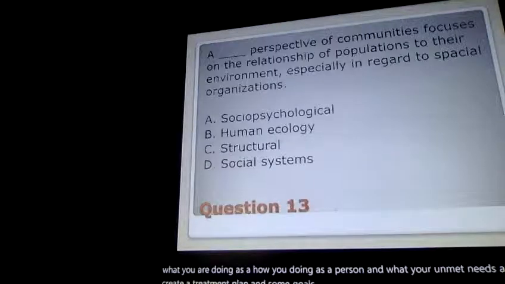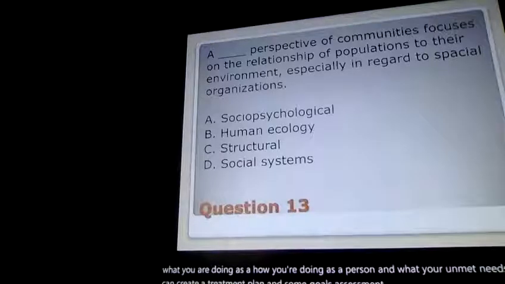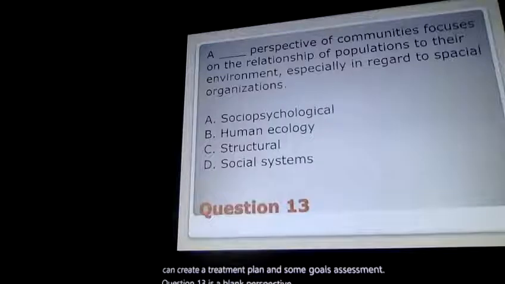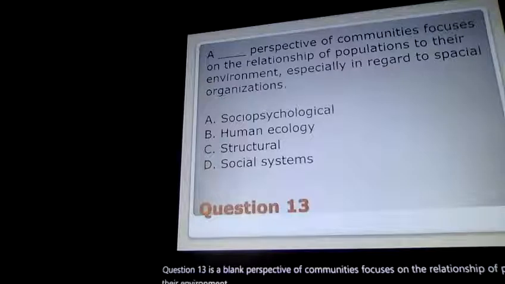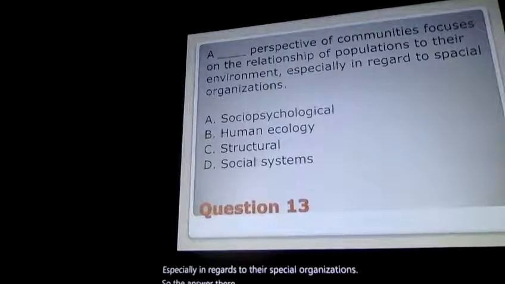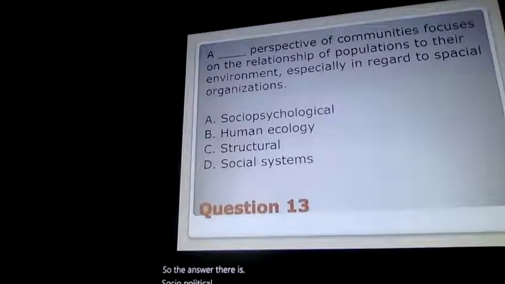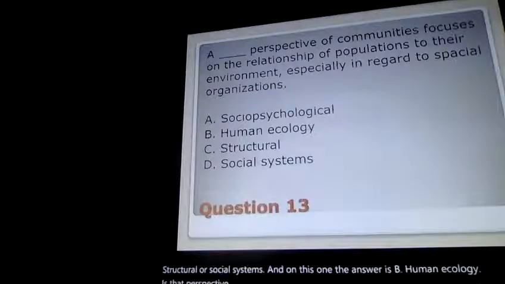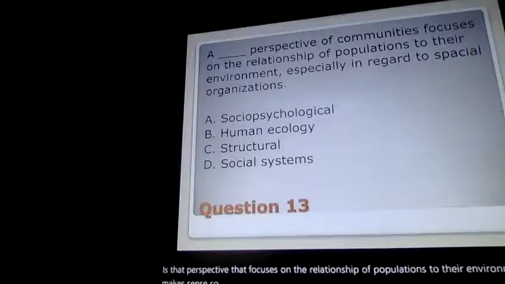Question 13 is a blank perspective of communities that focuses on the relationship of populations to their environment, especially in regards to their spatial organizations. So the answer there is socio-political or human ecology, structural or social systems. And on this one, the answer is B, human ecology, is that perspective that focuses on the relationship of populations to their environment, which makes sense. So ecology is the environment, the study of the environment.